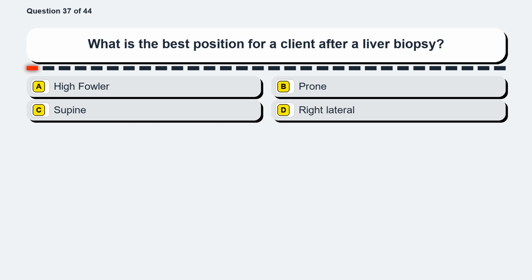Question 37. What is the best position for a client after a liver biopsy? Option A. High Fowler. Option B. Prone. Option C. Supine. Option D. Right lateral.